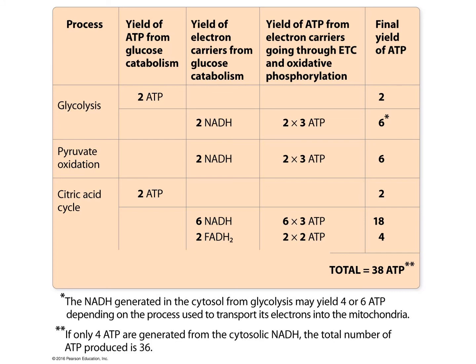And now we can see our total tally. 2 ATPs. 2 times 3 is 6. 2 times 3 is 6. 2 ATPs. 6 times 3 is 18. 2 times 2 is 4. And 8, 14, 16, 34 comes to 38 ATPs.